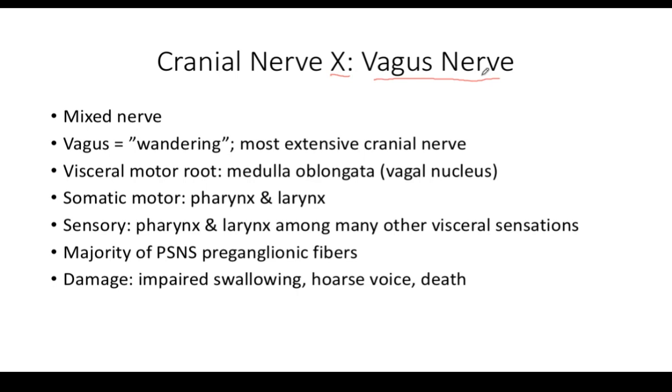The visceral motor root of this is in the medulla oblongata, called the vagal nucleus. The somatic motor aspects of this deal with the pharynx and the larynx, like I said, making adjustments to the tension of vocal cords and things like that, because as you'll learn in a little bit, impairment of this could cause a person to have a hoarse voice. And then sensory aspects of this, also sensory parts of the functions associated with the pharynx and larynx, and so many visceral sensations because of how extensively branched this nerve is with our internal organs, especially with cardiac and smooth muscle and various glands of our internal viscera.